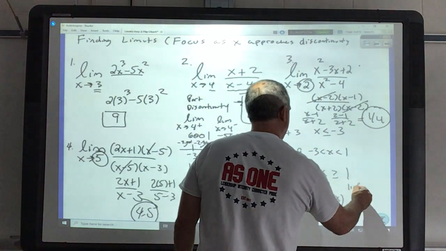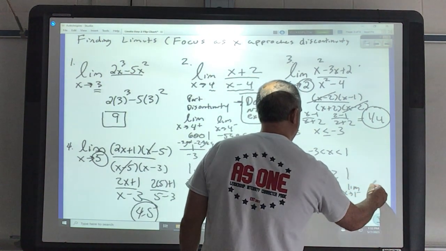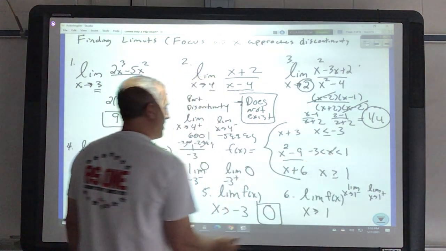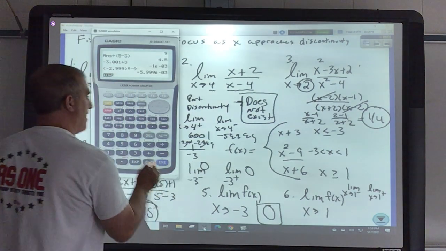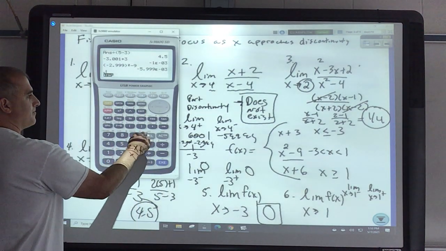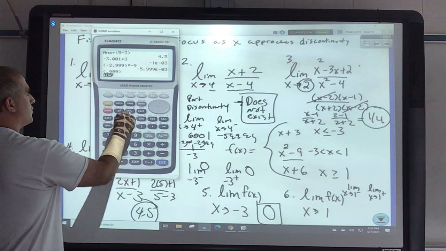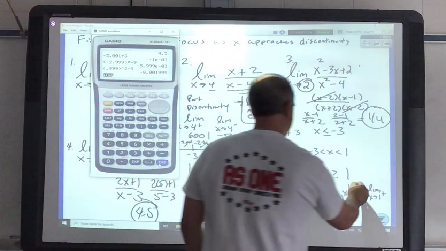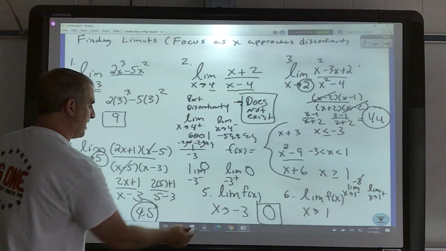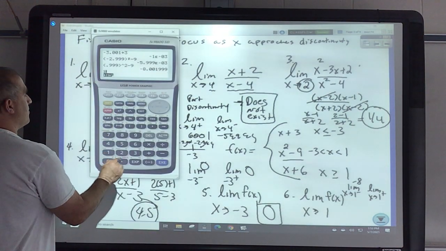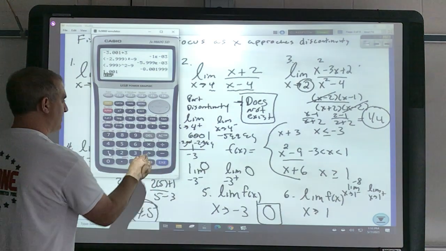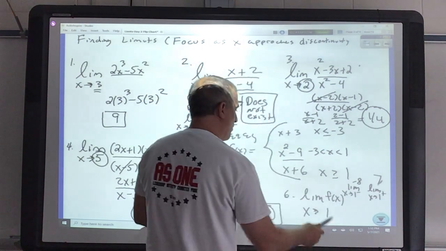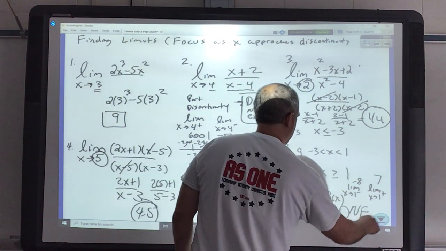Now, let's look at the limit as x approaches 1. I have to look at the limit as x approaches 1 from the negative side and the limit as x approaches 1 from the positive side. From the negative side, that's approaching from the left, so I would do 0.999 squared minus 9, which is about negative 8. For the other one, it's slightly bigger than 1, so I would do 1.001 plus 6, because I would now be using this piece, and that's about 7. So those are two different values, so this does not exist.